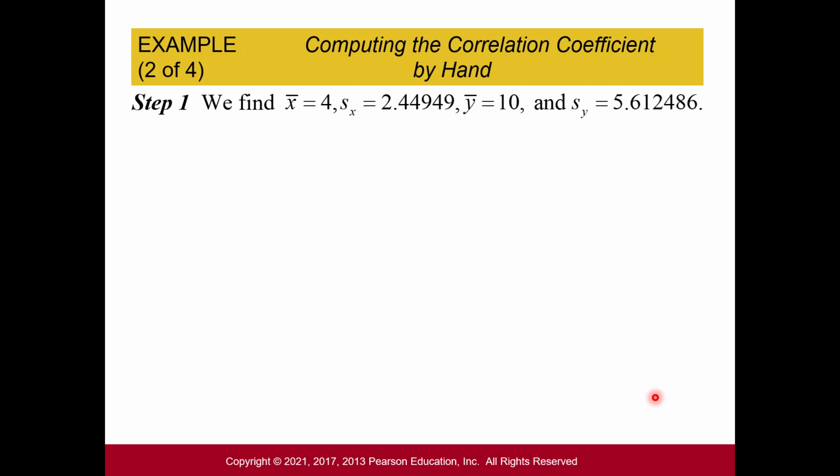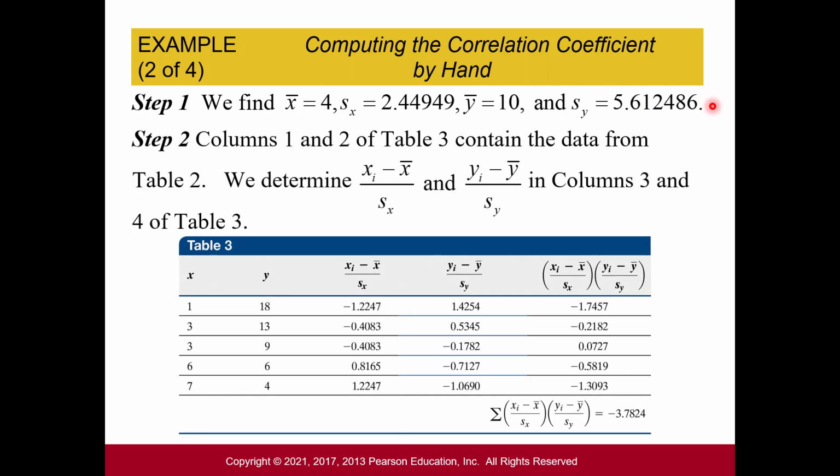So let's compute it and see if our math works out with what we thought visually. The mean for x, the average for x, is 4. The standard deviation is about 2.4. The mean for y is 10, and the standard deviation for y is about 5.6. So we've computed all these in the past. You can use technology to compute these, or you can use the formulas. There weren't a lot of data points, so we could do this one by hand.